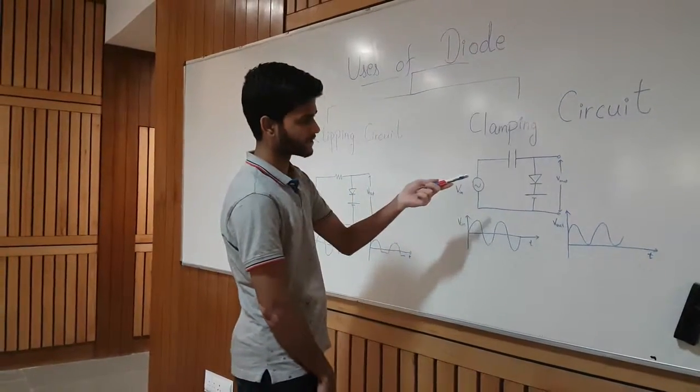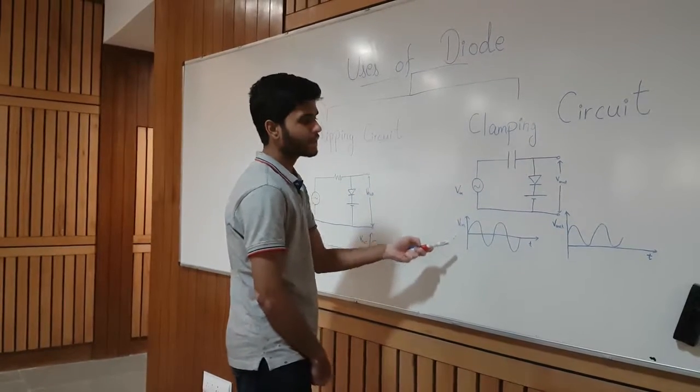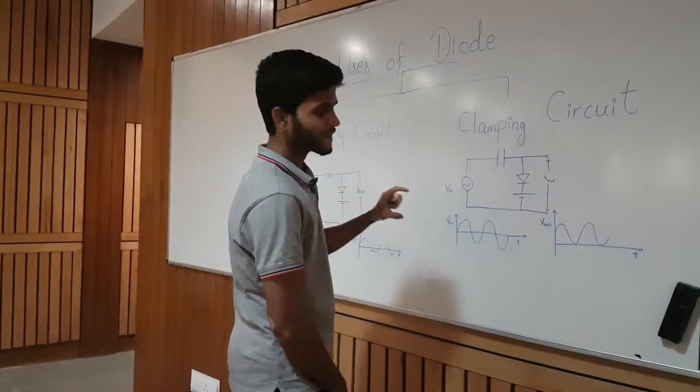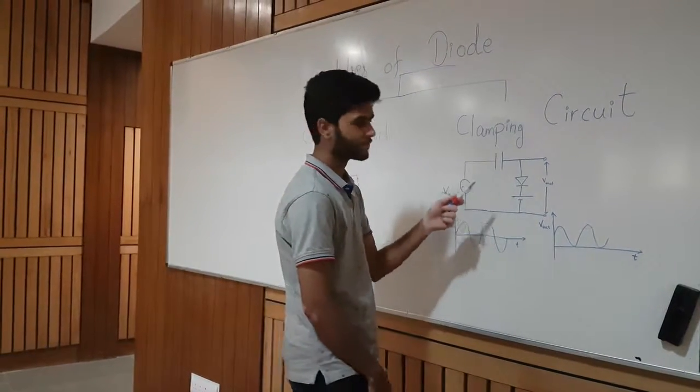This diagram depicts a typical clamping circuit. If we apply an AC waveform like this, we can see the waveform gets shifted by a particular value which depends upon the polarity and EMF of the battery.